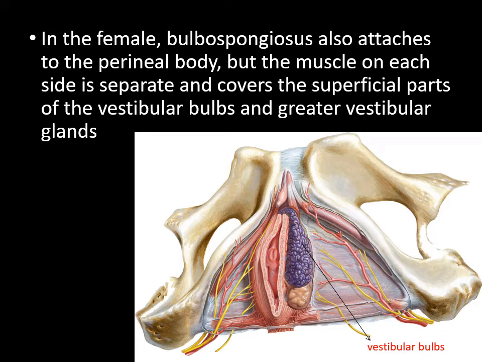And in the case of the female, the bulbospongiosus also attaches to the perineal body, but the muscle on each side is separated and covers the superficial parts of the vestibular bulbs and greater vestibular glands. So these glands are covered by this superficial perineal pouch, and also the bulbospongiosus muscle is covering these greater vestibular glands and the vestibular bulbs.